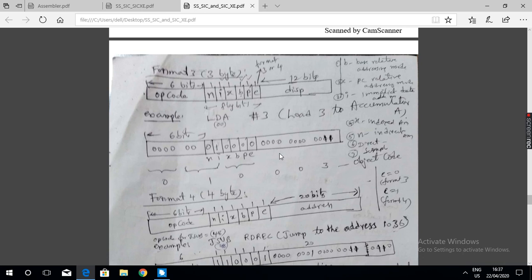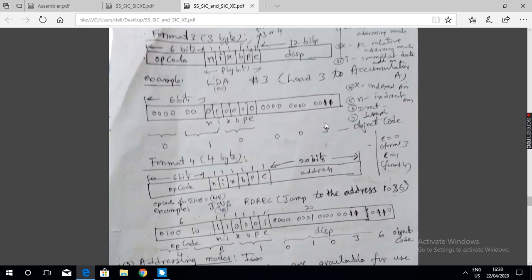Load the value 3. In format 3 instructions, 12 bits are reserved for displacement: the first 4 bits, next 4 bits, and next 4 bits. So the first 4 bits are zeros, the next 4 bits are 0, and for value 3, how do we represent 3 in binary? 0011. This is the equivalent object code for this instruction. For LDA #3, the object code is 010003.